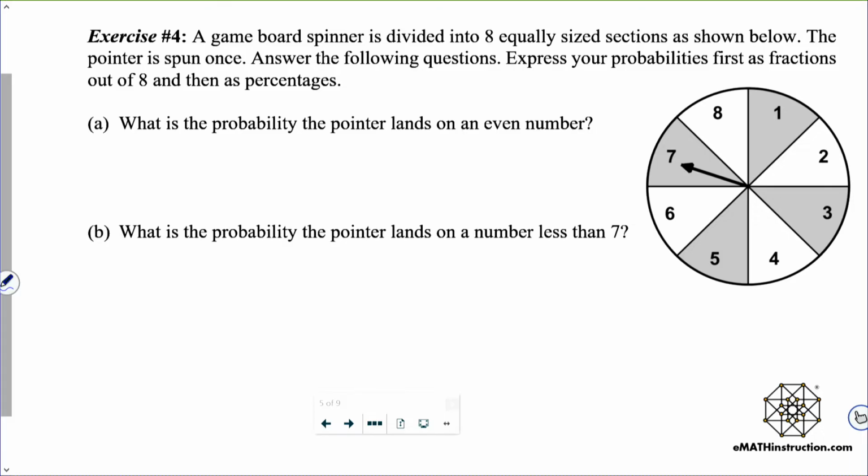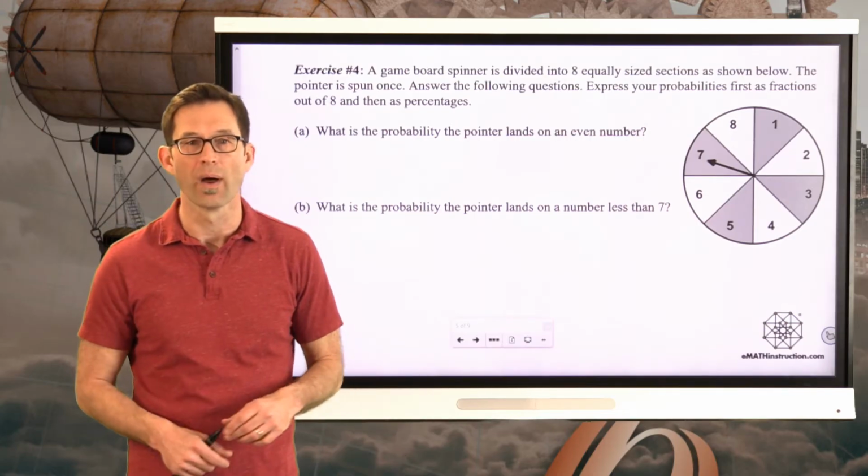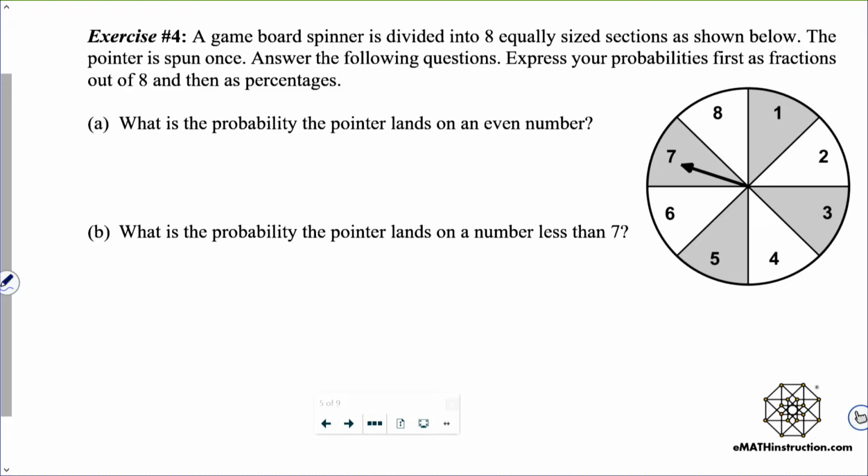A game board spinner is divided into 8 equally sized sections as shown below. The pointer is spun once. Answer the following questions. Express your probabilities first as fractions out of 8 and then as percentages. All right, so let's do one right away. Letter A. What is the probability the pointer lands on an even number?